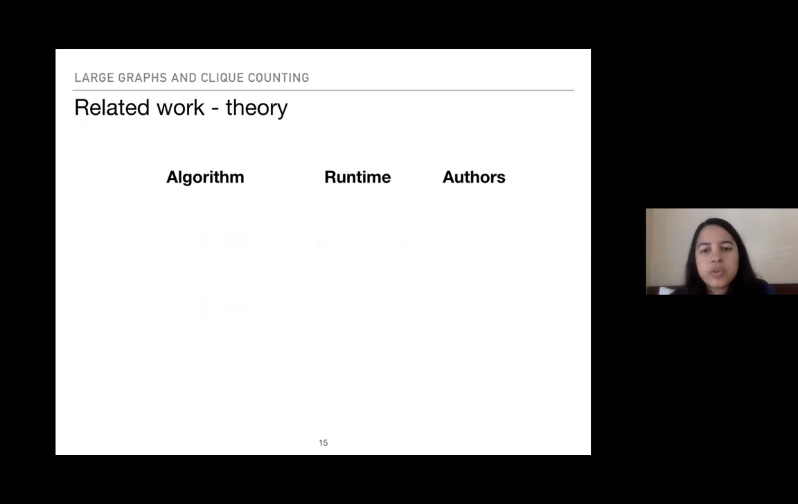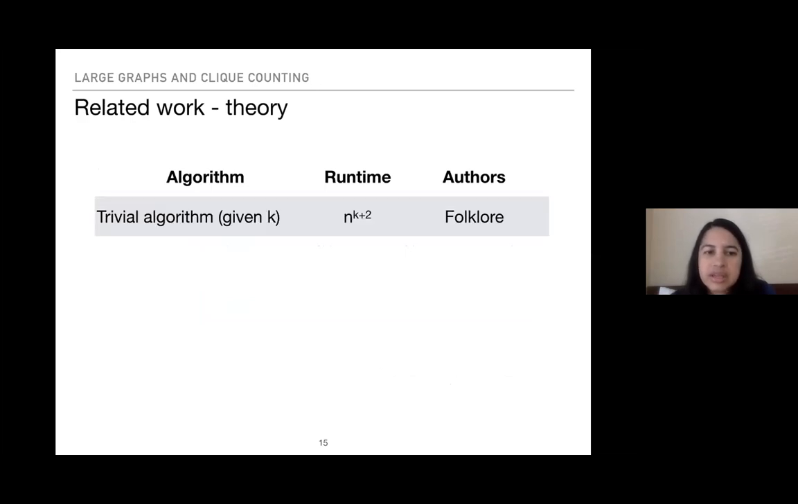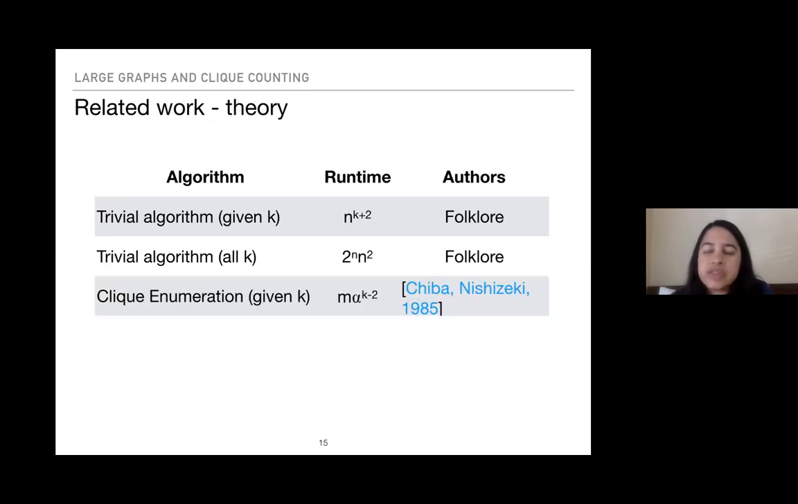So in terms of what was known before this, in terms of the theoretical results, there's a trivial algorithm that runs in time n to the k plus 2. This estimates the k-clique count for a given k. There's also a trivial algorithm that runs in time 2 to the n times n squared, which is able to count for all k. Then the first major development in this area was by Chiba and Nishizeki back in '85.